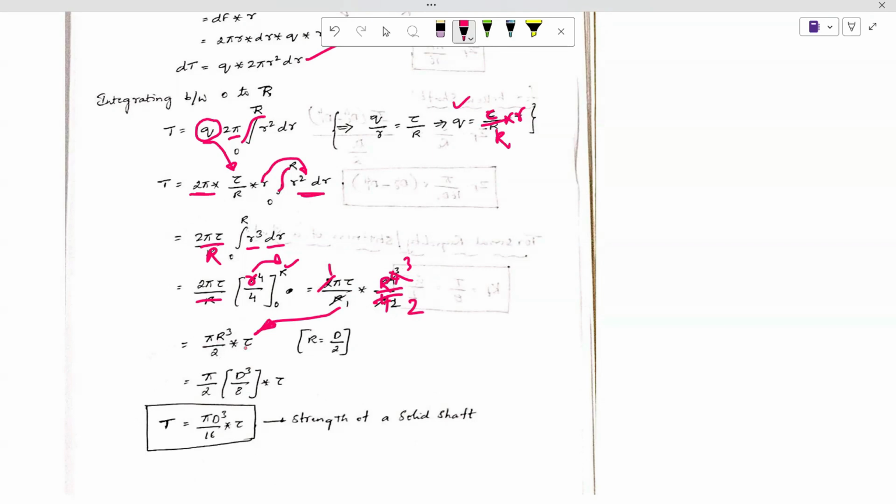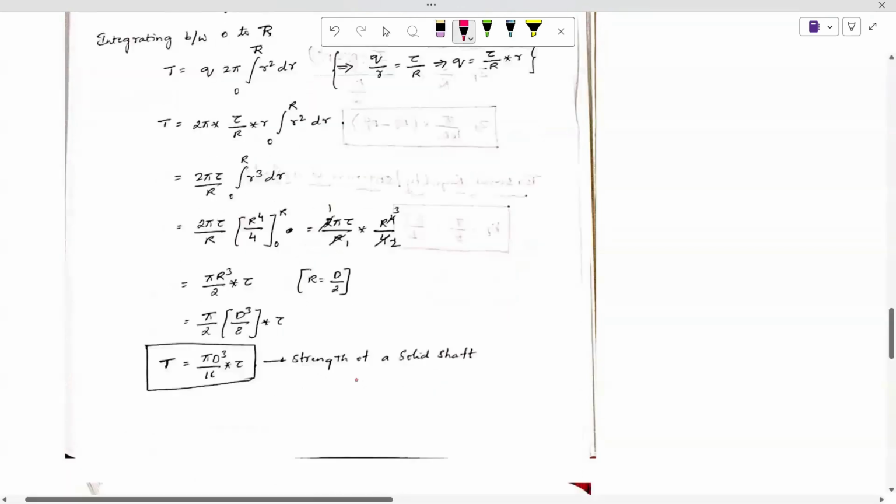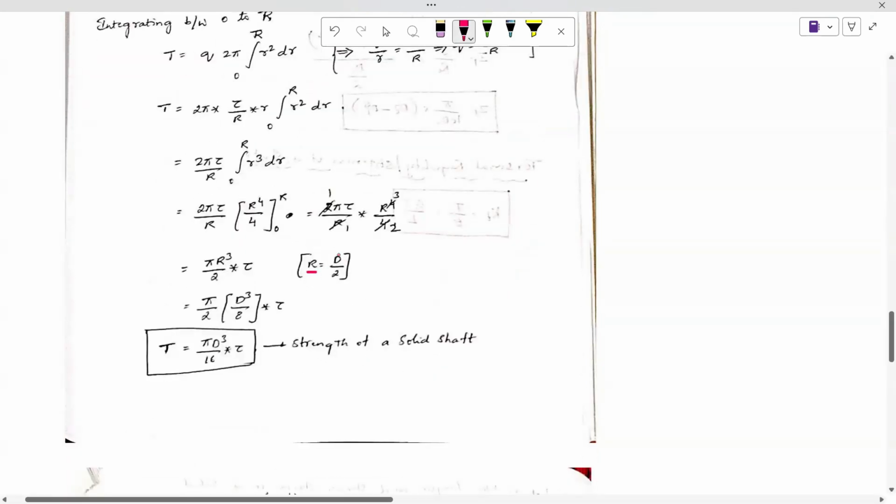T is equal to pi R cube divided by 2 multiplied by tau. Now, R is equal to d by 2, radius is equal to diameter by 2. So R cube is d cube, 2 to the power of 3, which equals 8. So d cube divided by 8 into tau. So the final equation is T is equal to pi d cube by 16 into tau. Please remember this equation. This equation is very important in problems.